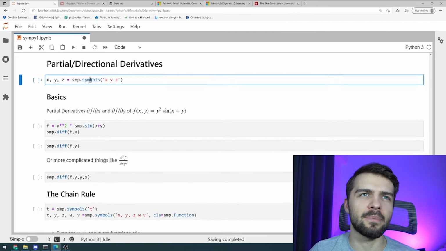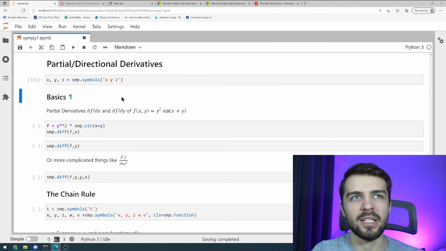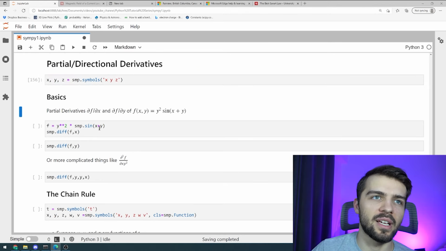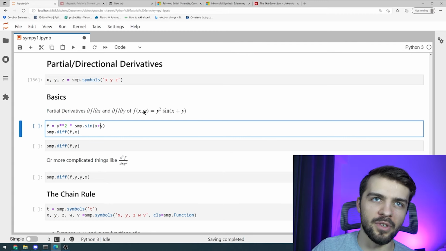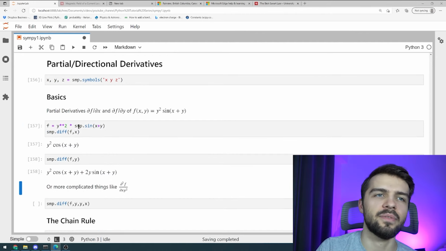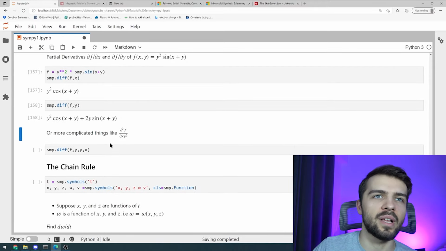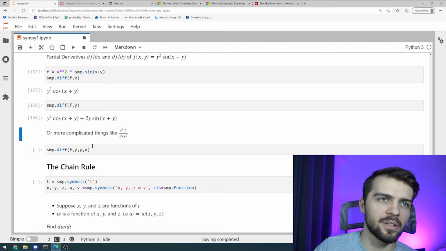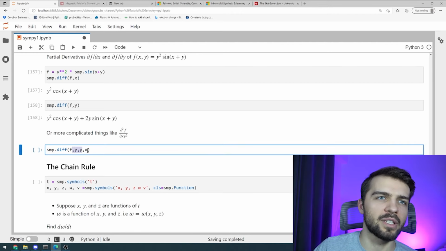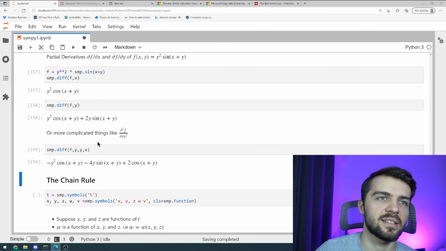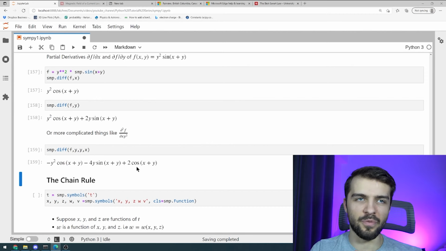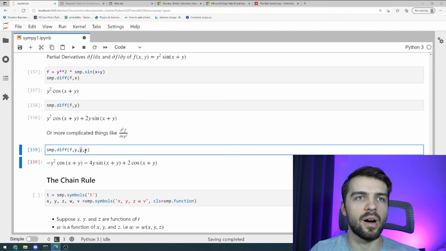So SymPy can also take partial or directional derivatives, again, defining my symbols above. If I have an expression like this, the partial derivative is just the derivative of this expression with respect to x. So here I have y squared sine x plus y, and I just differentiate f with respect to x like I would normally, and I get the derivative, same thing with y. Can also do d cubed f dx dy squared. So here I differentiate with y twice, and then I differentiate with respect to x. And I get this formula here. So you can differentiate in order, like y, y, x.